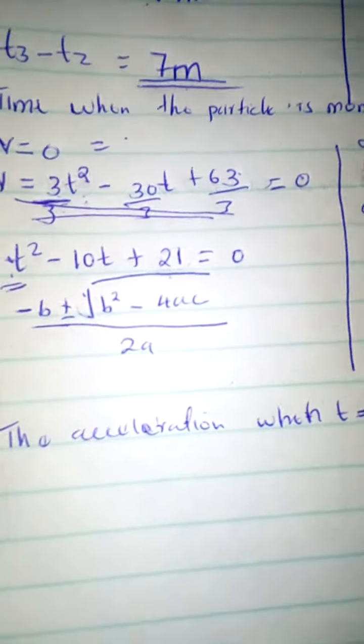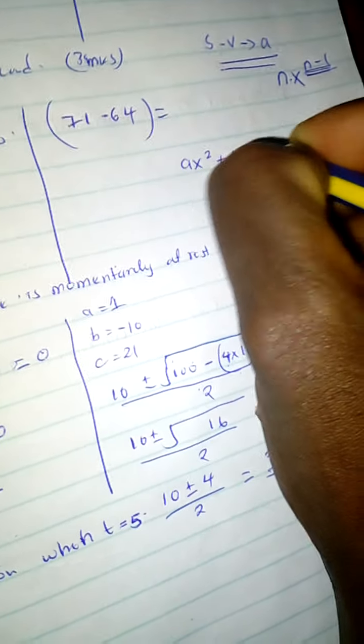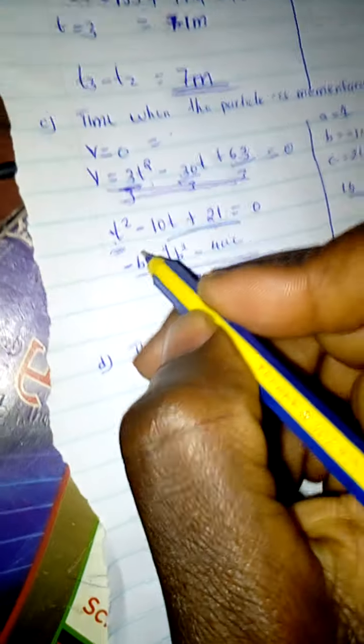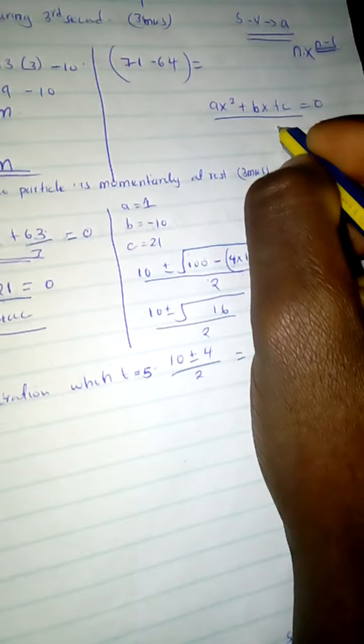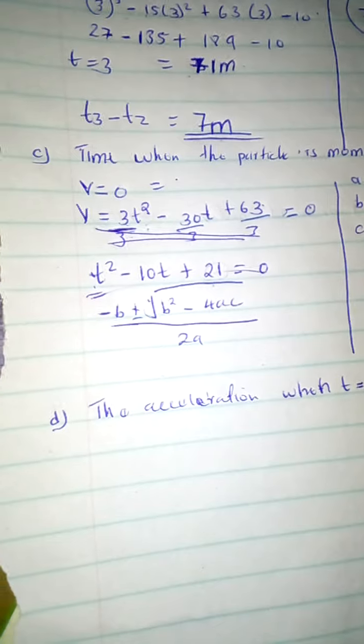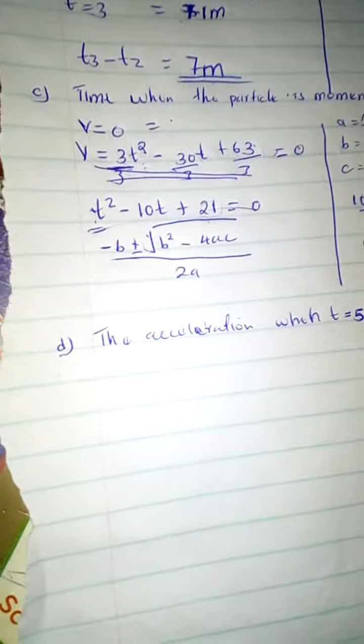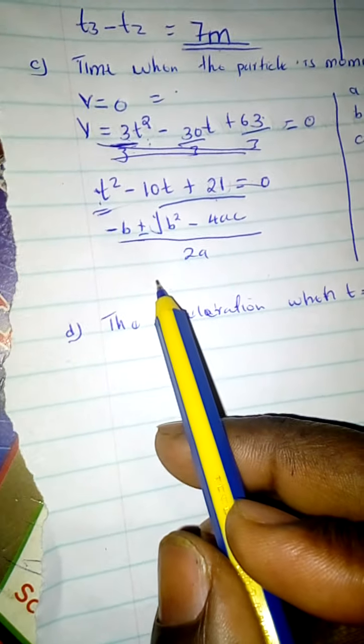If you look at that, it is a quadratic equation, because a quadratic equation is always in the form ax squared plus bx plus c is equal to 0. This one conforms to that rule, meaning we have a quadratic equation at that point. Having a quadratic equation, we solve for the value of t by using the quadratic formula.